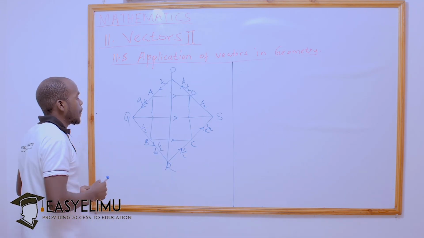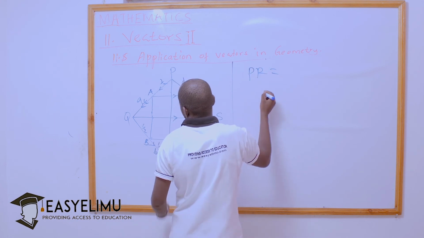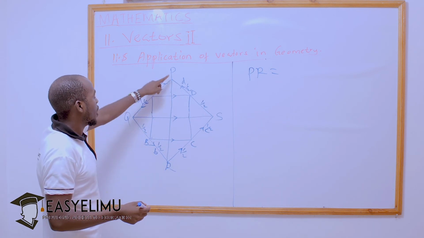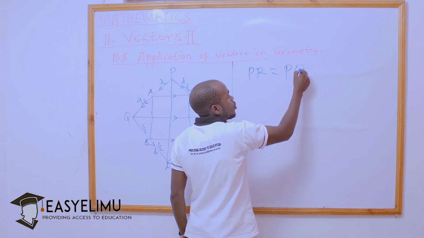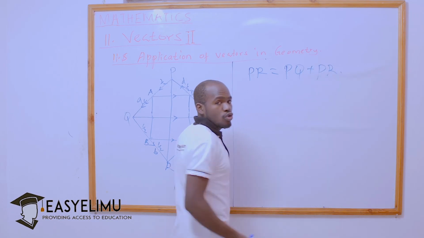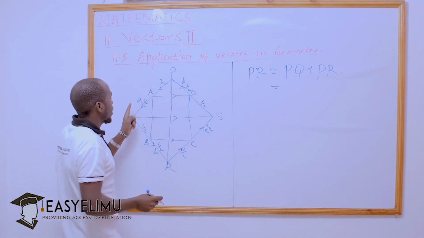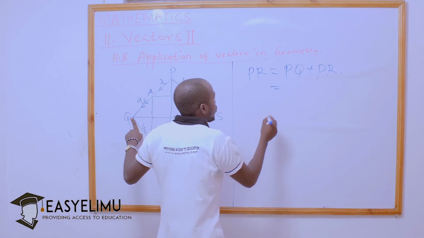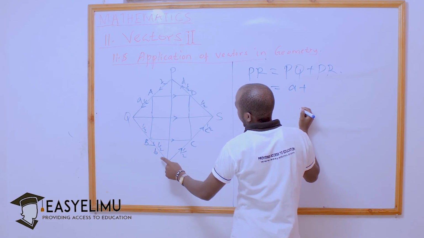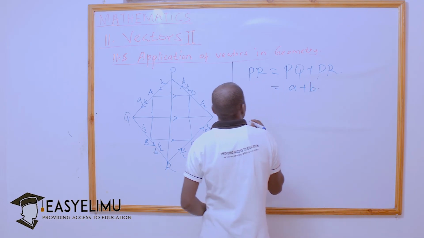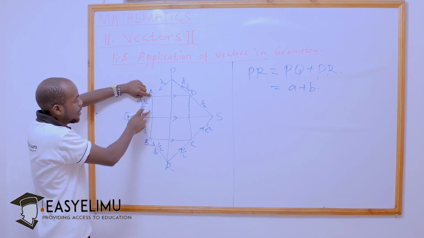We can verify PR. So let's verify that PR. So PR can be given by PQ plus QR. And on doing that, what you are going to have is PQ is given by side A, and that one is going to give you A plus QR is B, so it will be B. But still we can find the midpoints A and B and find this side here.